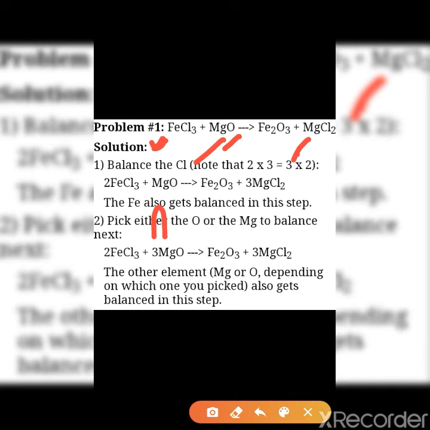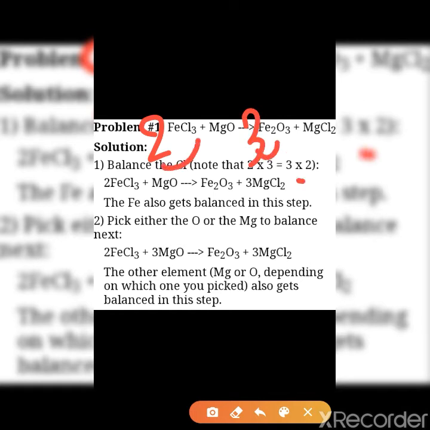Next, what? Chlorine. See the chlorine. Chlorine is 3 atoms on the left hand side and 2 on the right hand side. So what will we do? We will multiply by 2 here on the left hand side, and on the right hand side we will write 3, because 3 times 2 is 6 and 2 times 3 is 6. So the number of atoms of chlorine on the left hand side and right hand side will be equal.